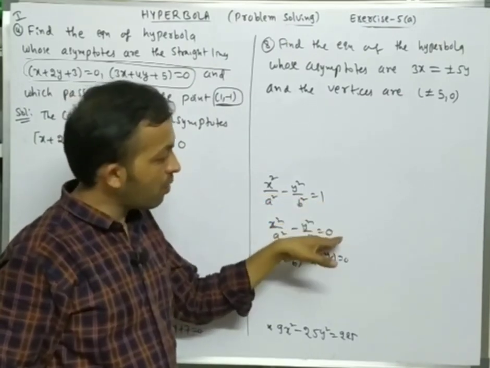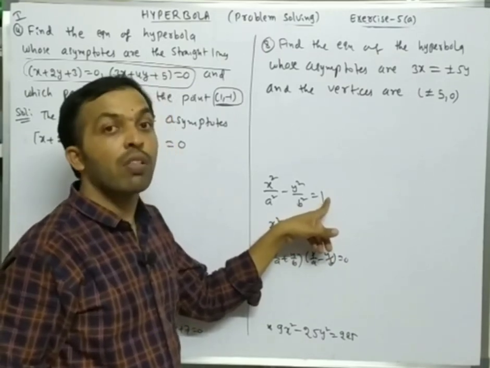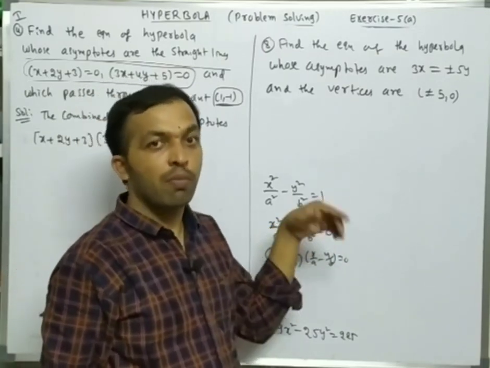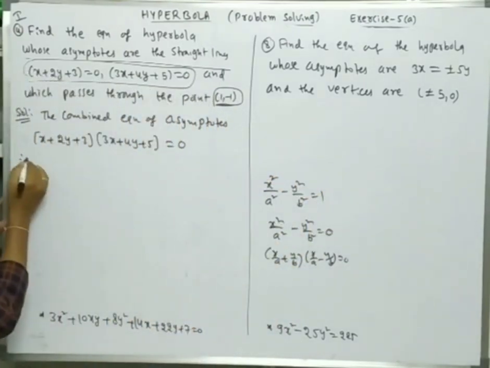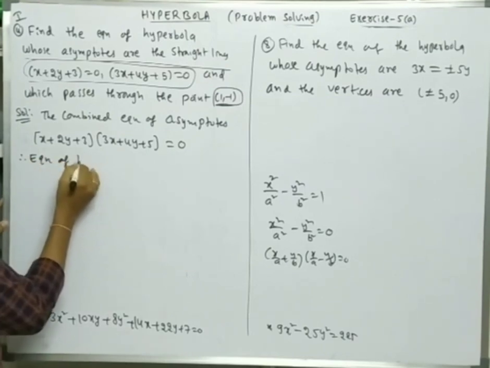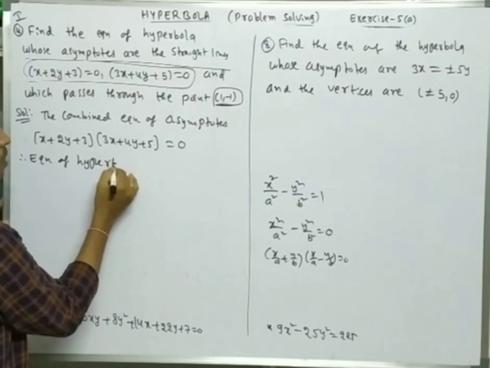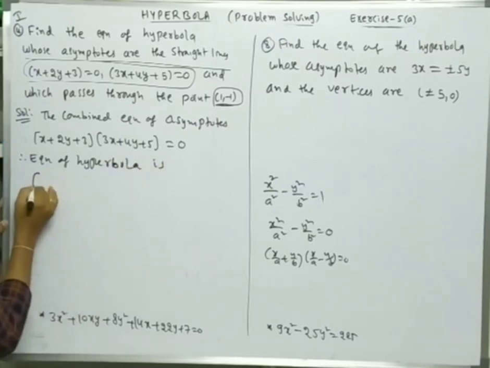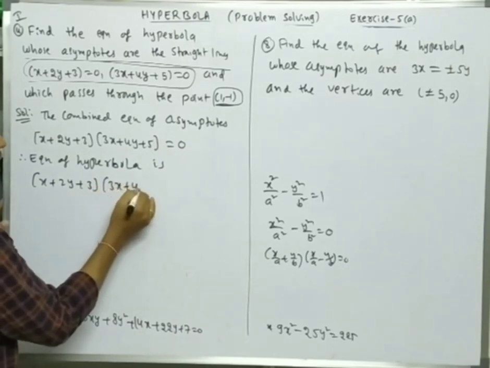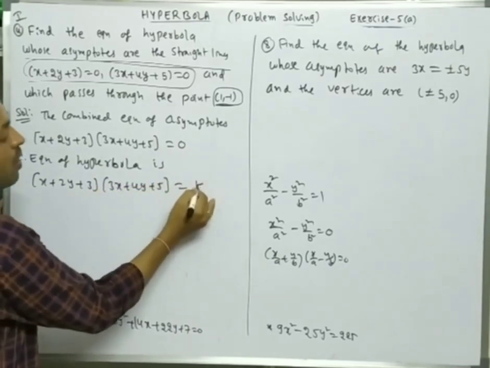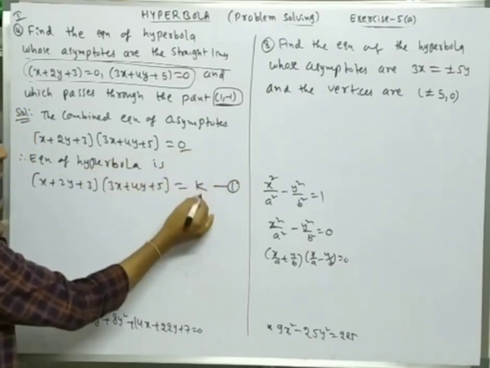So there is a difference. The combined equation of asymptotes is equal to 0, while the hyperbola is equal to some constant. Here it is 1, and in some other problems it may be some other constant. So the equation of the hyperbola is the same product but differs by a constant. This is equation number 1. Here 0, here k.